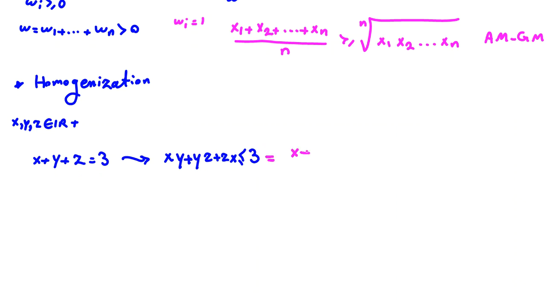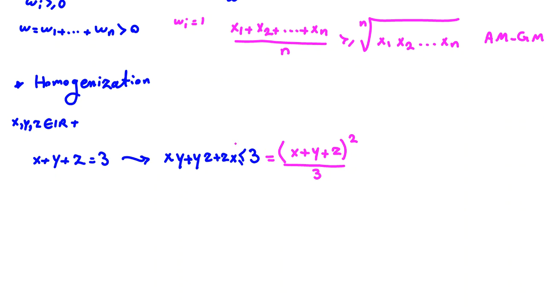I say x plus y plus z, I raise it to the power of 2. Now, the degree here is 2. But because x plus y plus z is 3, 3 squared is 9, so I should divide it by 3. Now both sides have the same degree, and 3 is also equal to this one.